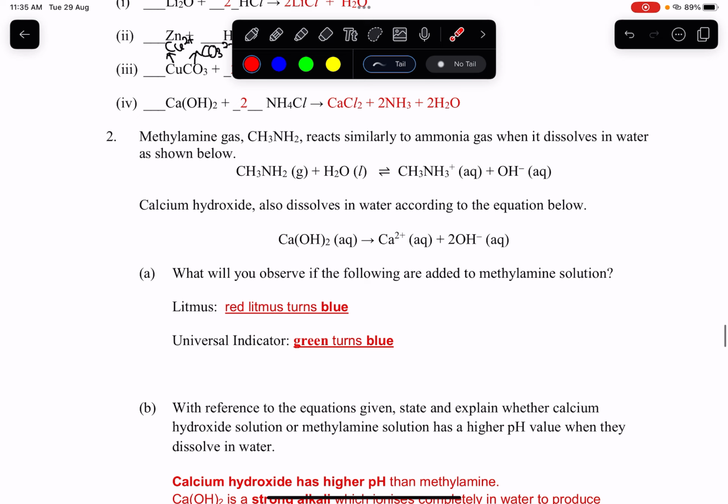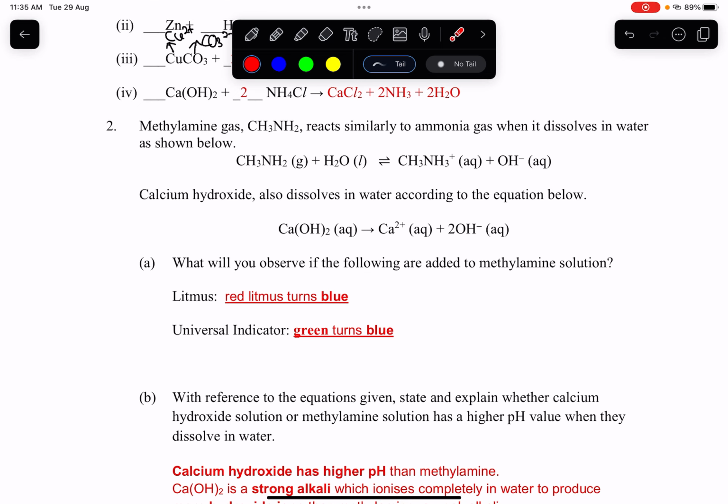Question 2. Methylamine gas reacts similarly to ammonia gas when dissolved in water as shown below. You see it's very similar to your ammonia. And then you have calcium hydroxide dissolved in water to form Ca2 plus and 2OH minus. What is the first thing that I notice? I see the reversible versus single arrow sign, which means that methylamine is a weak alkali. Remember, because both of them are giving off OH minus ions, they are alkalis in water. And this is a strong alkali.